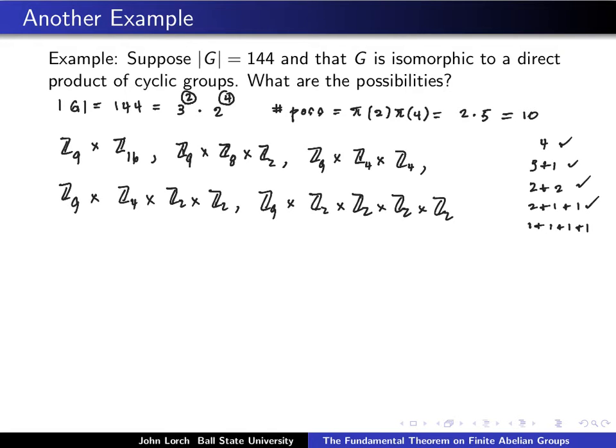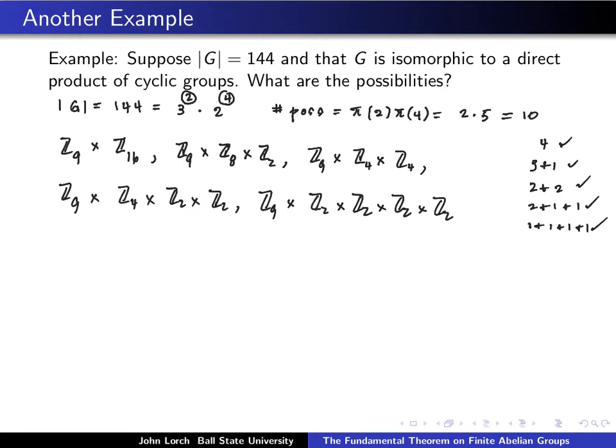So in that one, all of the groups to the right of Z9, their orders are 2 to the first, 2 to the first, 2 to the first, and 2 to the first. So that accounts for that partition of 4. Now, we're not quite done because we've only listed 5 possibilities. And so where are the other 5?